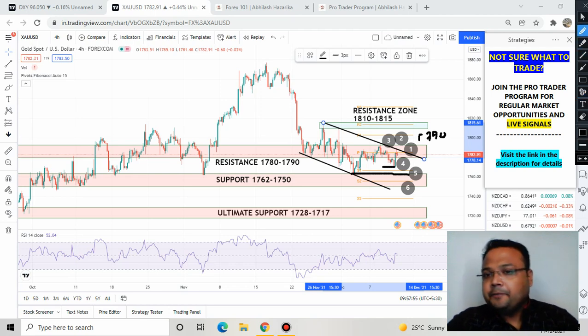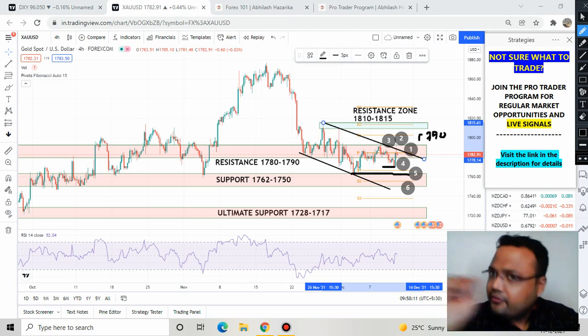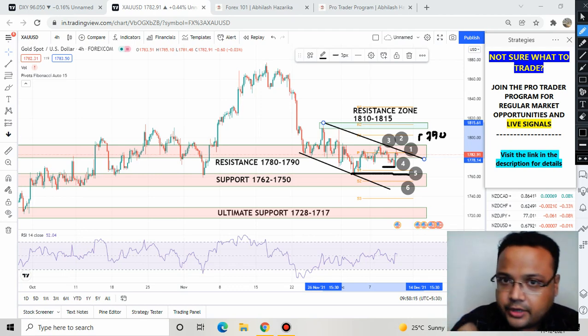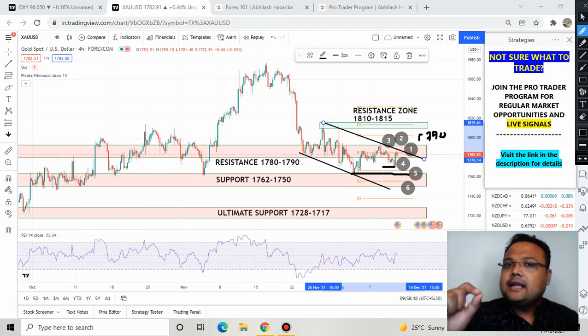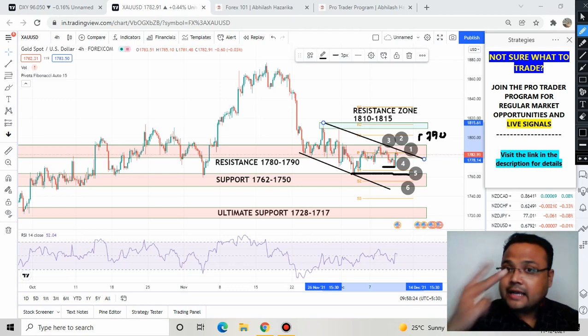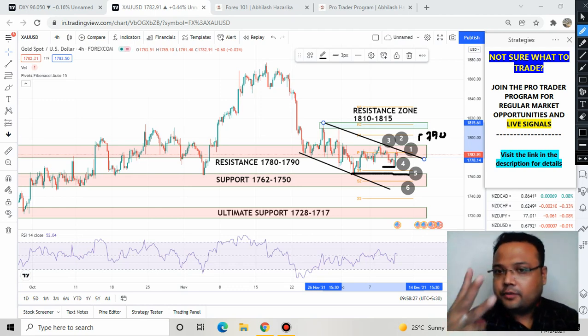Let me repeat again. If the market goes up and reverses from the trend line, you can take a sell position. In case the market breaks the trend line, still do not buy, because this is a resistance zone. Wait for the market to hit the 1790 level. If the market reverses from the 1790 level, that will be your second trading opportunity. In case the market breaks the 1790 level and you see good bullishness, you can take a buy position at 1791, 92, and that is your third trading opportunity. Clear?